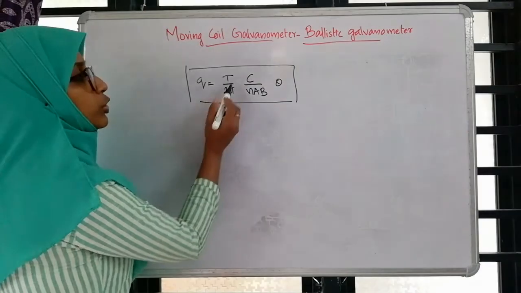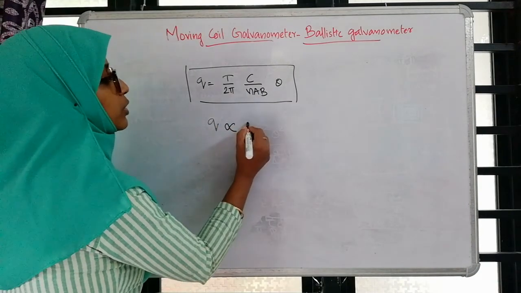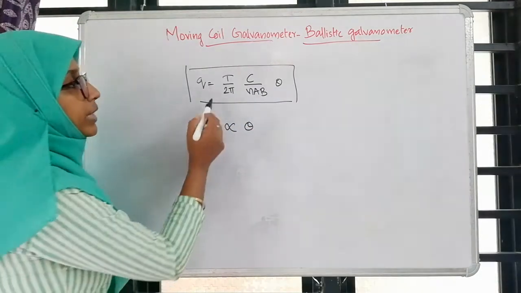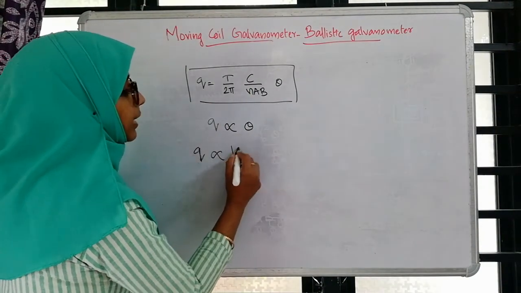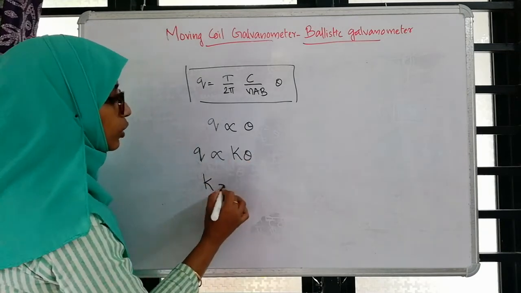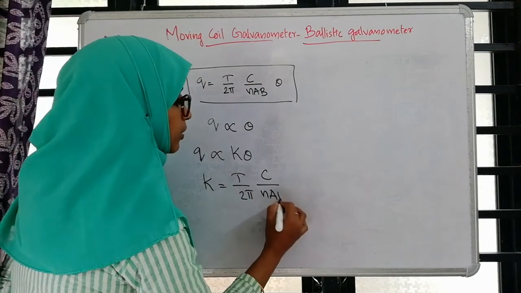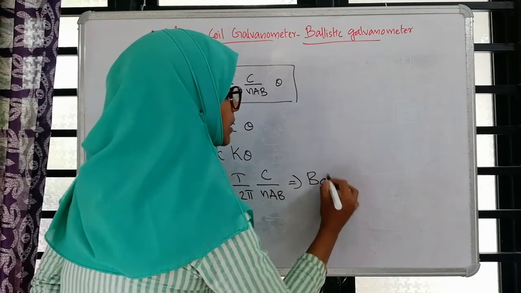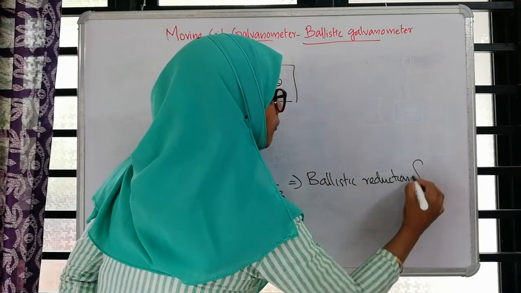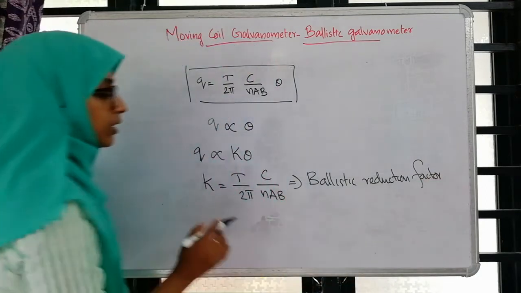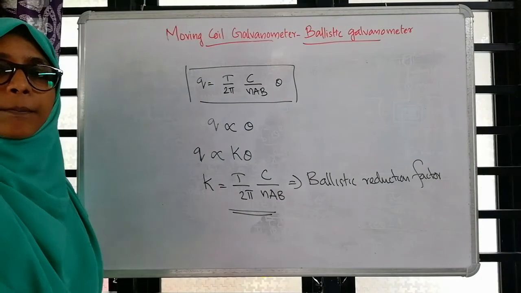We know Q is equal to T by 2 pi into C by NAB into theta. From this I am going to write Q is proportional to theta, with a proportionality constant K. Q is equal to K theta, where K is equal to T by 2 pi into C by NAB, which is known as the ballistic reduction factor.